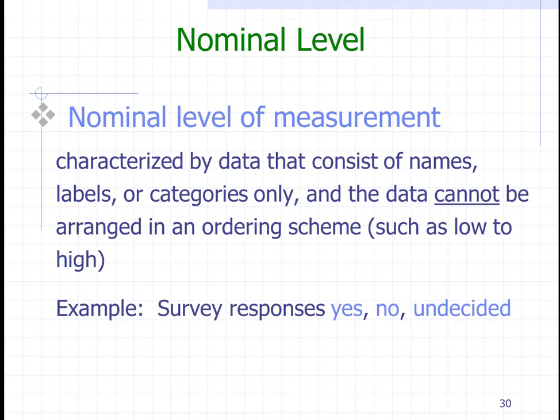The nominal level of measurement. Nominal comes from a Greek word that means name, and so names, labels, or categories. The data cannot be arranged in an order, such as low to high. So it's yes, no, undecided. That's just how it is. Which cola do you prefer? Coke, Pepsi, Royal Crown.